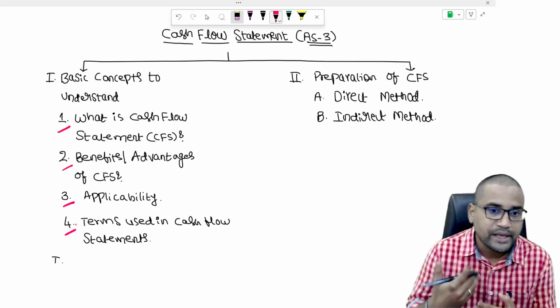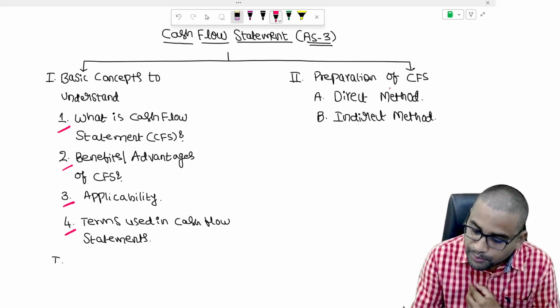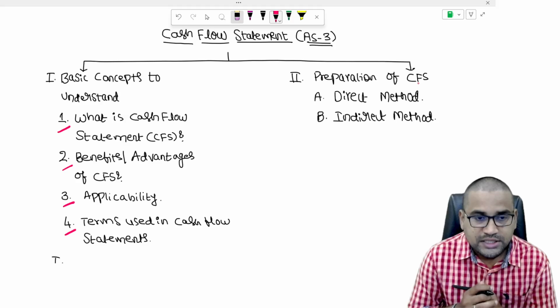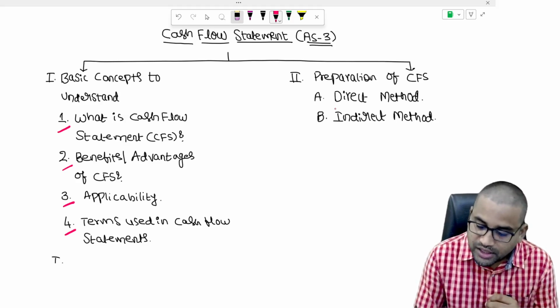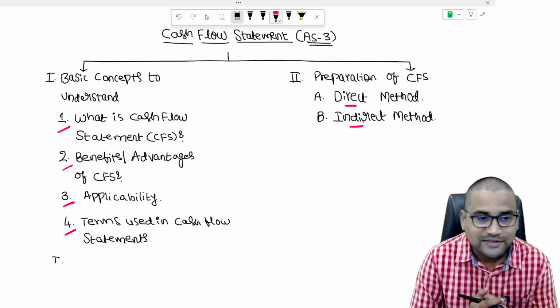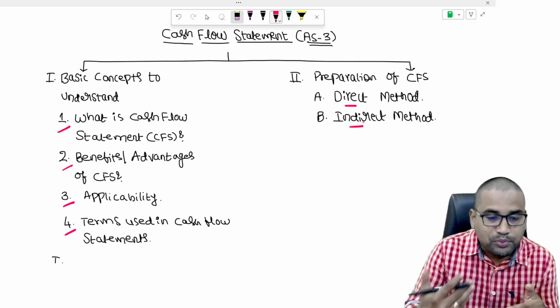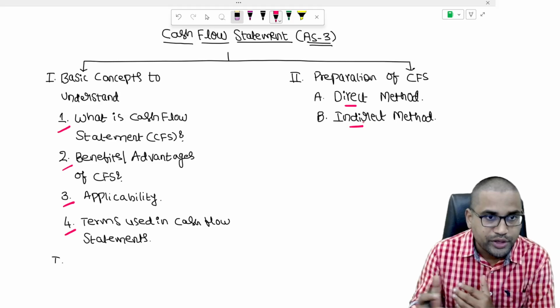Once we learn the basic concepts relating to cash flow statement, then we go for preparation of cash flow statement. For preparation of cash flow statement, there are two methods, direct method and indirect method. Under both the methods, we need to discuss how cash flow statement will be prepared. This is the order I am going to discuss.